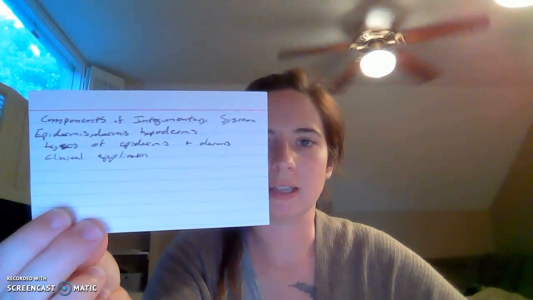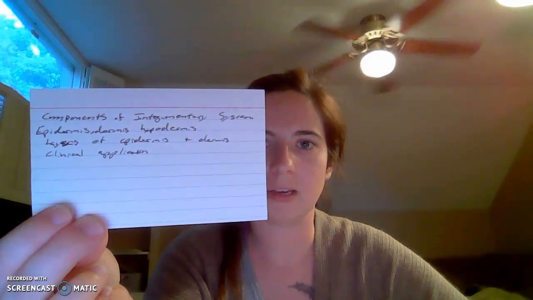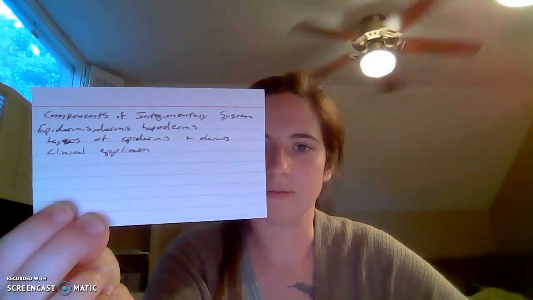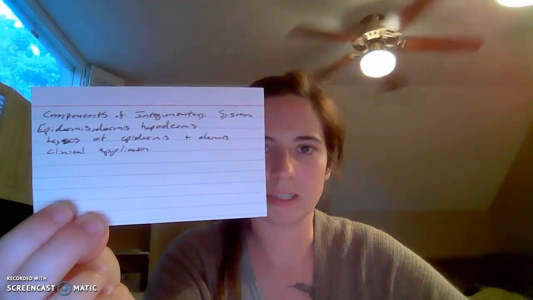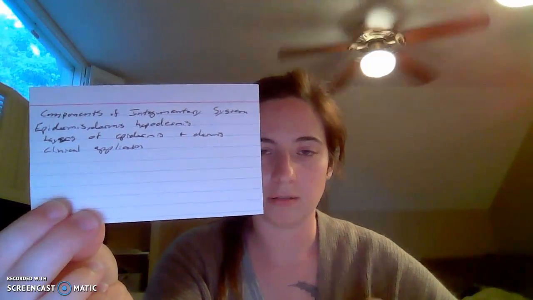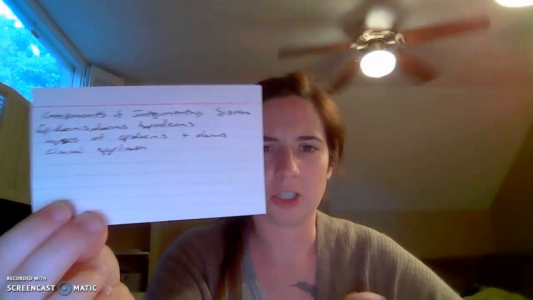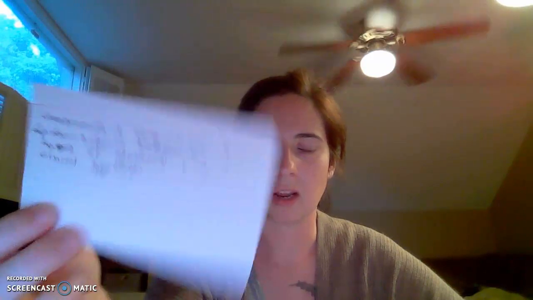Today I'm going to be talking about the integumentary system. I have a flashcard here just with the topics that I'm going to cover today. I'm going to cover the components of the integumentary system. I'm also going to talk about the different layers, the epidermis, the dermis, and the hypodermis. I'm going to break down those layers into their individual smaller layers. And then in the end, I'm going to talk about a clinical application.